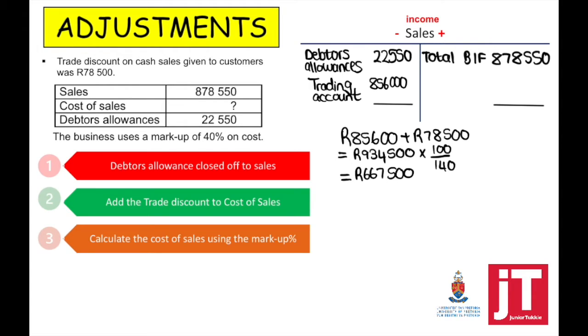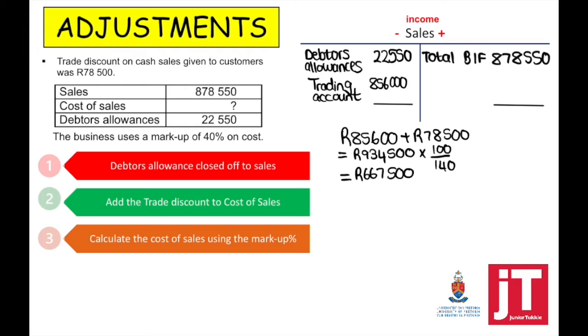So your step number 1 in this: debtors allowances is closed off to sales. Add the trade discount to sales, and then calculate the cost of sales using the markup percentage. Now, practice this: if the cost of sales is given to you and they said trade discount was 78,500 and sales becomes the question mark, know how to get the sales figure.